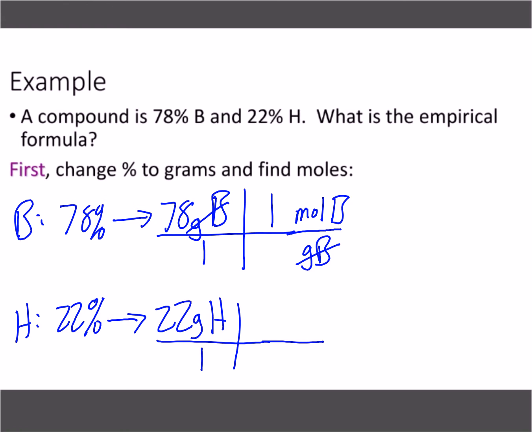How many moles do I have in there? 1 mole always. 1 mole of boron equals how many grams? Where did I figure that out? Periodic table. How many grams is boron? 10.81. Hydrogen, same thing. Grams of hydrogen on the bottom, moles of hydrogen on the top. 1 mole of hydrogen is 1.008 grams. So go ahead and do the math.